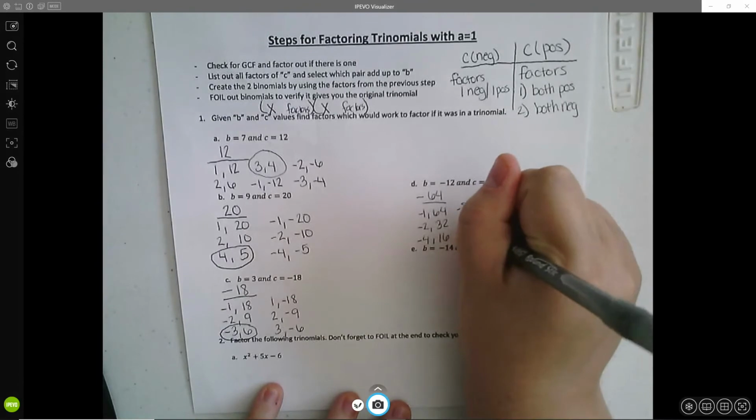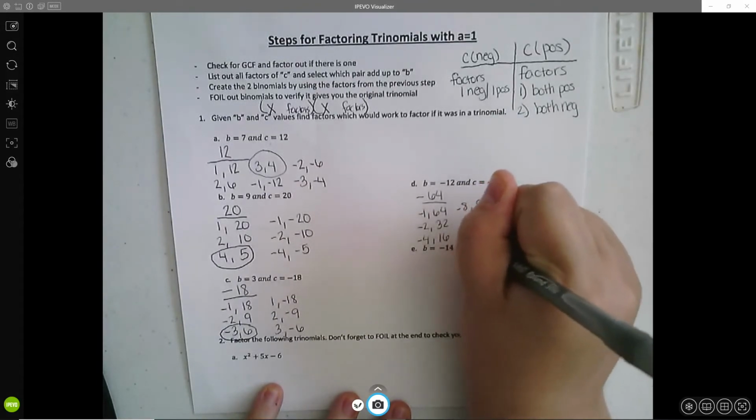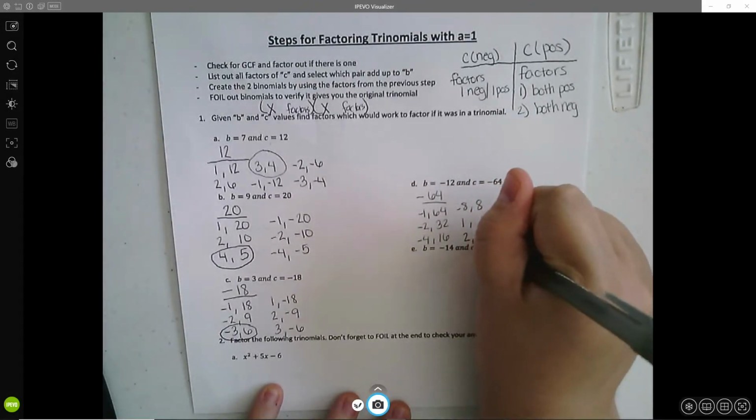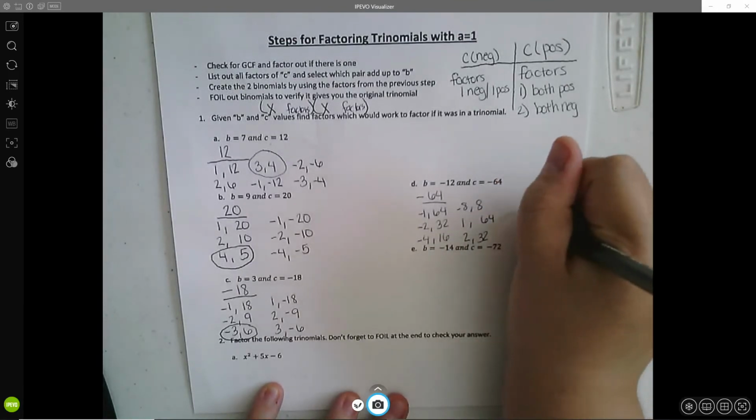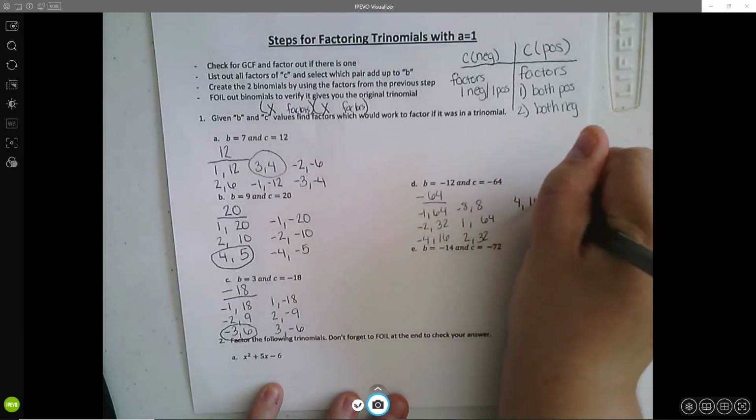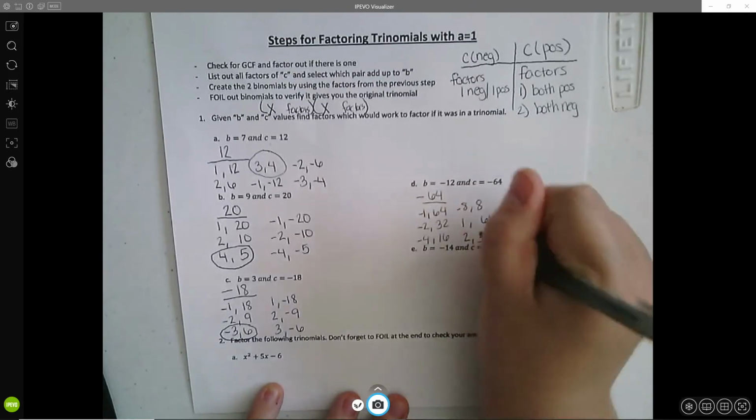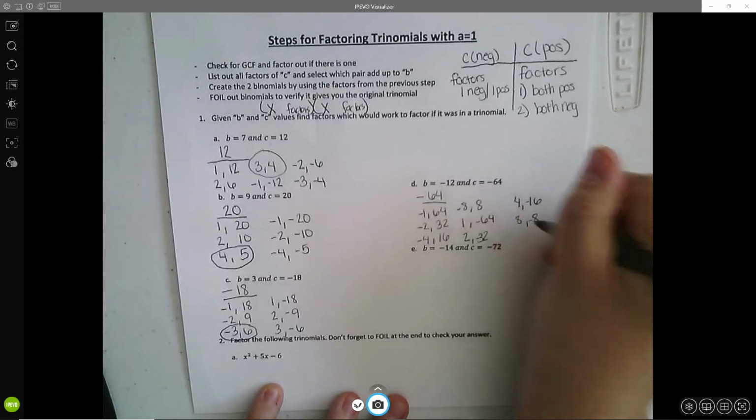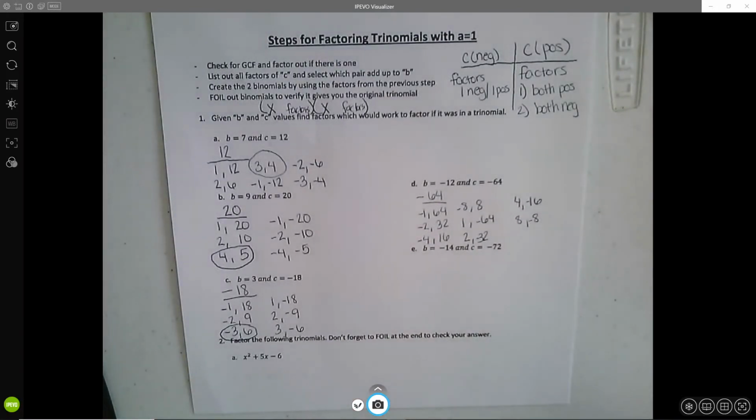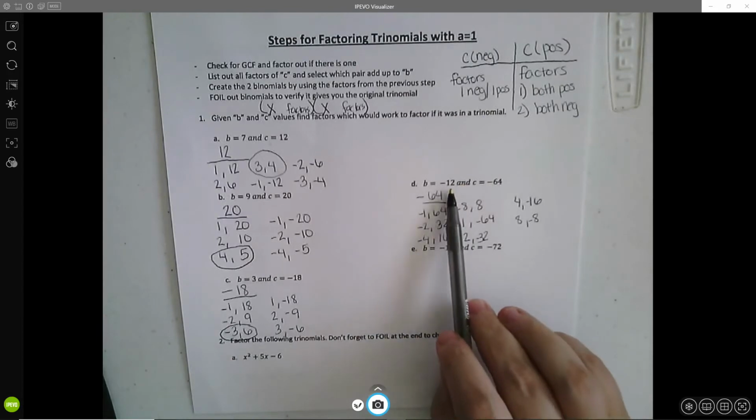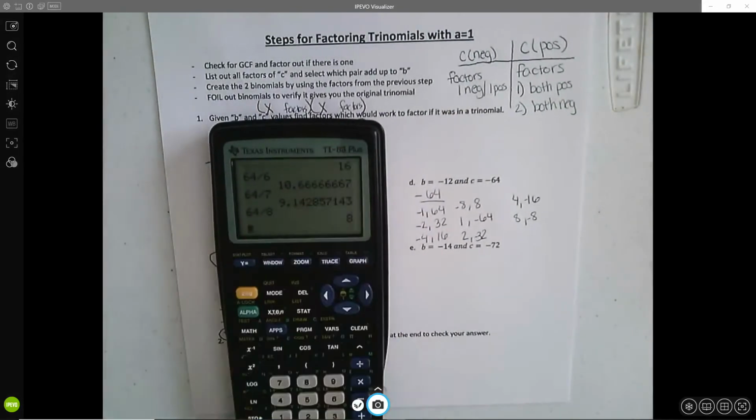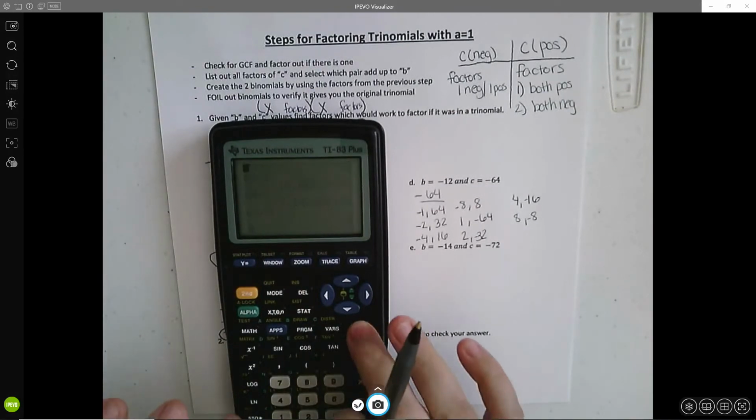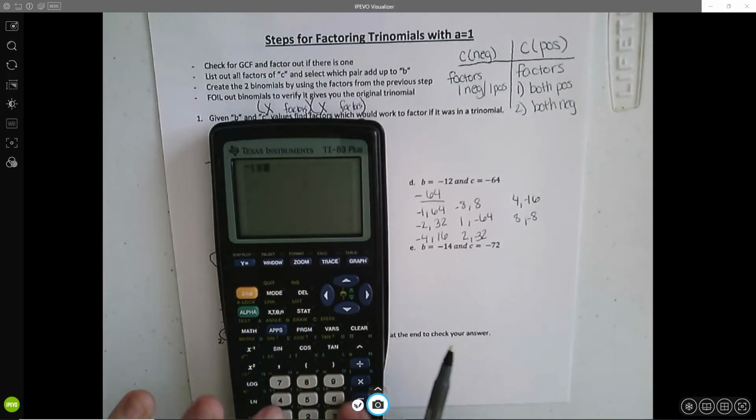Now I'm going to rewrite those same factors that we found. 1 and 64, 2 and 32, 4 and 16, 8 and 8. Change it where the second factor is negative. So now I'm going to go through and add together till one of these sums gives me negative 12. So if I go here to my calculator, negative 1 plus a 64 is 63.